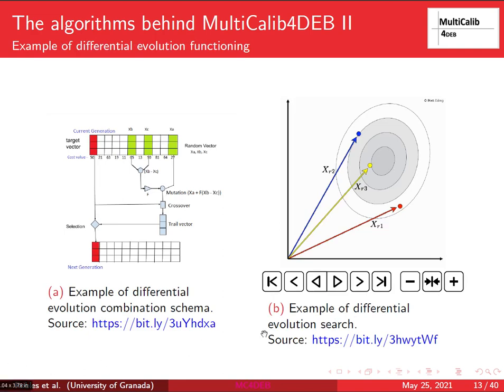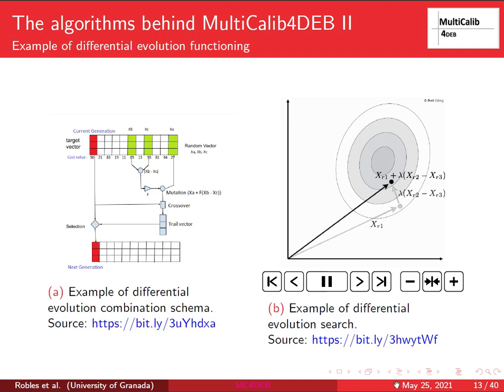Here you have an example of how the previous algorithms generate parameter combinations, the figure on the left, and how they explore the search space by combining the different members of the populations.